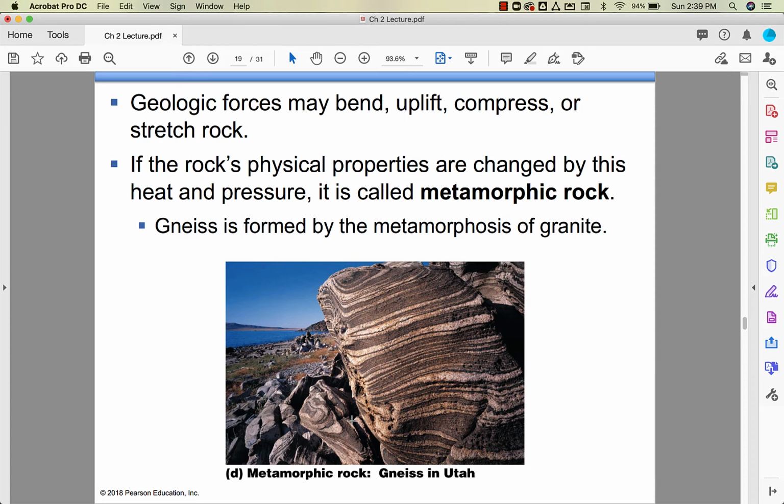So this is nice. Yes, this is a nice rock. Get it? Nice. If you take granite and expose it to heat and pressure, not enough heat and pressure to melt it, but enough to make the minerals realign, you're going to get gneiss. And it actually is a pretty nice rock.